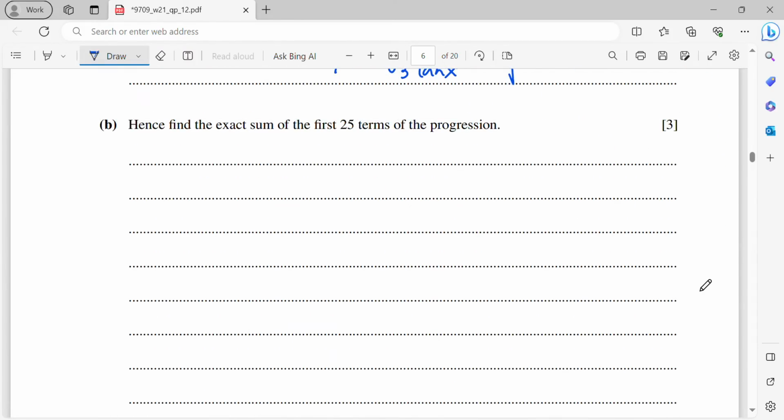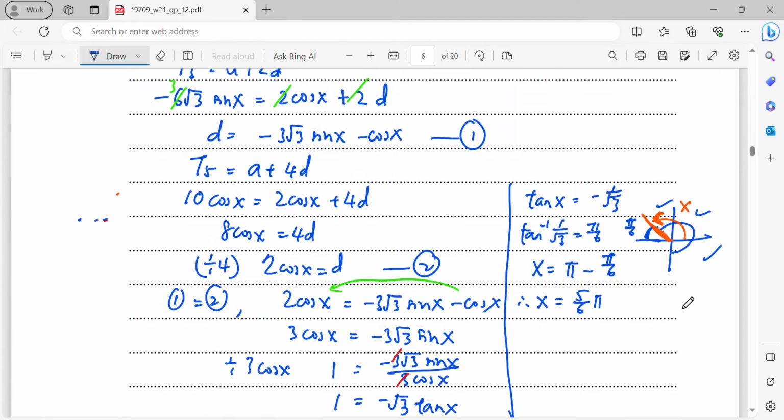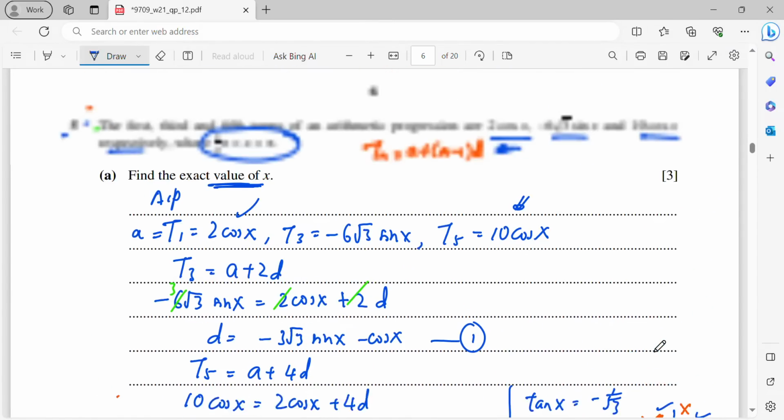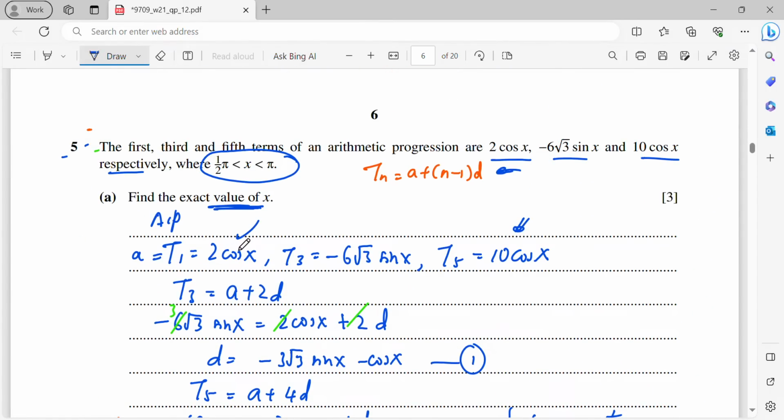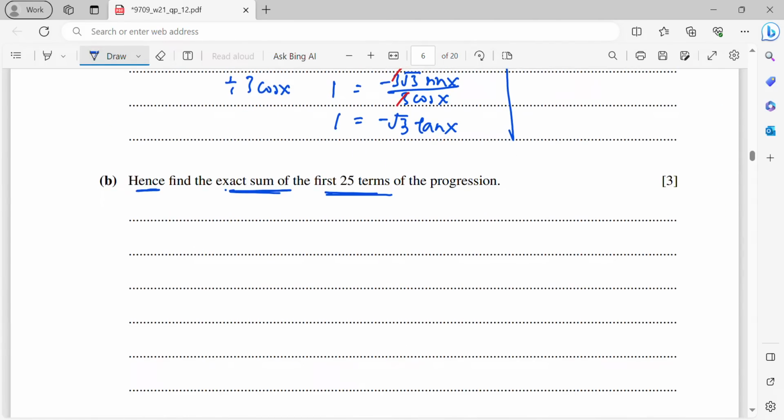Right. Now, hence means use the previous answer. Find the exact sum of the first 25 terms of the progression. Since we have found the x value, I can rewrite my a, d, and so on. Okay, I can count the value. Right, so now my t1 or my a becomes 2 cos 5 over 6 pi. Okay, so now my a is 2 cos 5 over 6 pi.